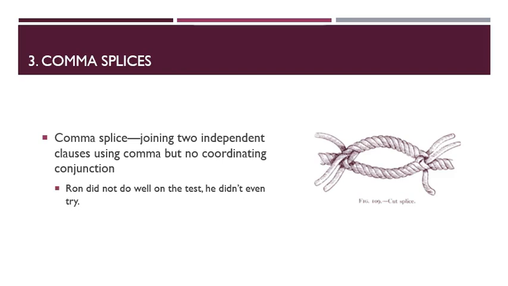One way to fix this kind of error and create a firmer bond is to add a coordinating conjunction, one of the FANBOYS, after the comma to combine the sentences. We'll talk more about this and other ways to fix a comma splice in another video.